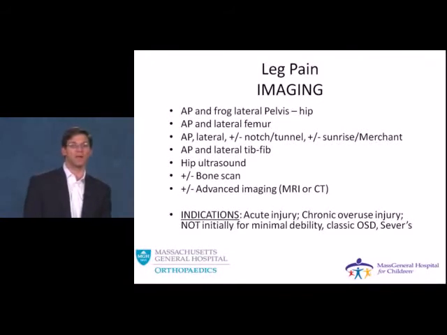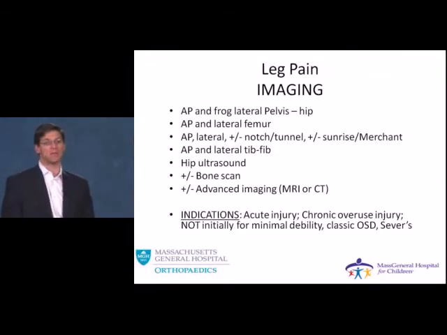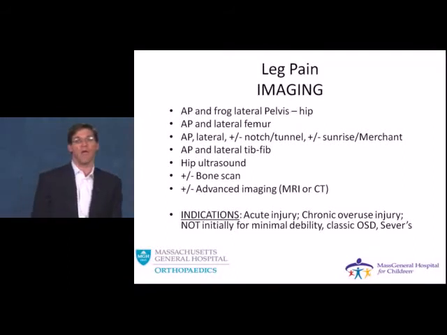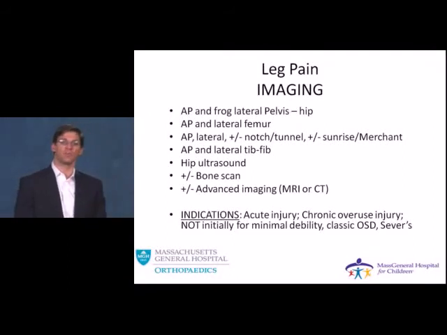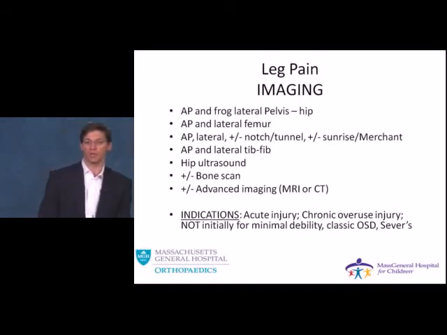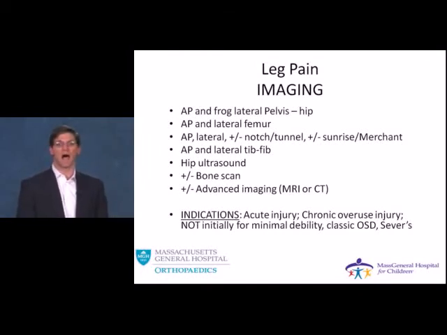And then when talking about a knee, consideration of AP, anterior-posterior, lateral. And then notch and tunnel are similar names for similar views, or sunrise or Merchant views. Sunrise Merchant view is more of an axial view of the patella. Therefore, you can see the patellofemoral joint or articulation. The notch and tunnel view is more specific for seeing the posterior aspects of the condyles and where you're more likely to have a knee osteochondritis dissecans.